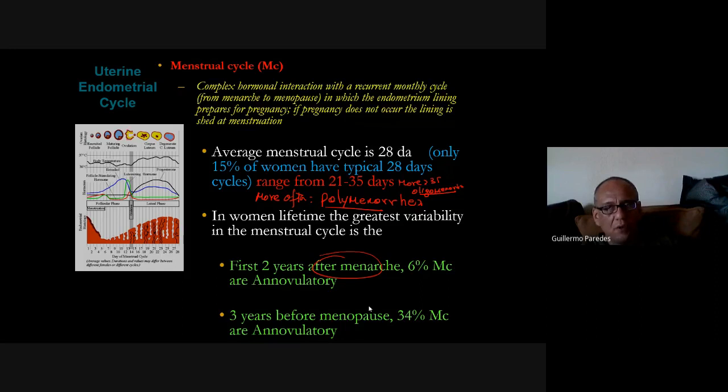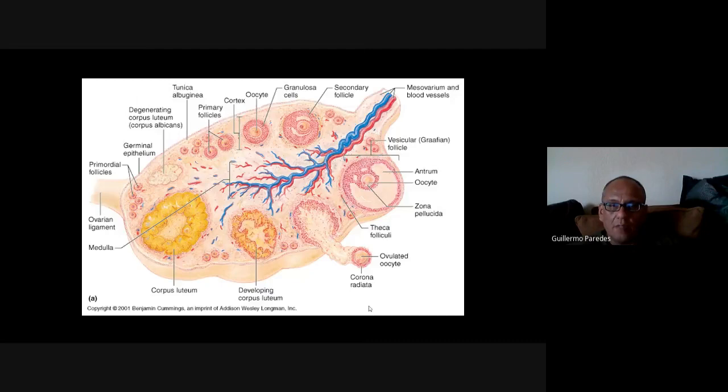After your first menstruation, menarche, you start to have 2-3 years of irregular bleeding, and in menopause, 2-3 years before the establishment of the menopause. So this is the cycle.